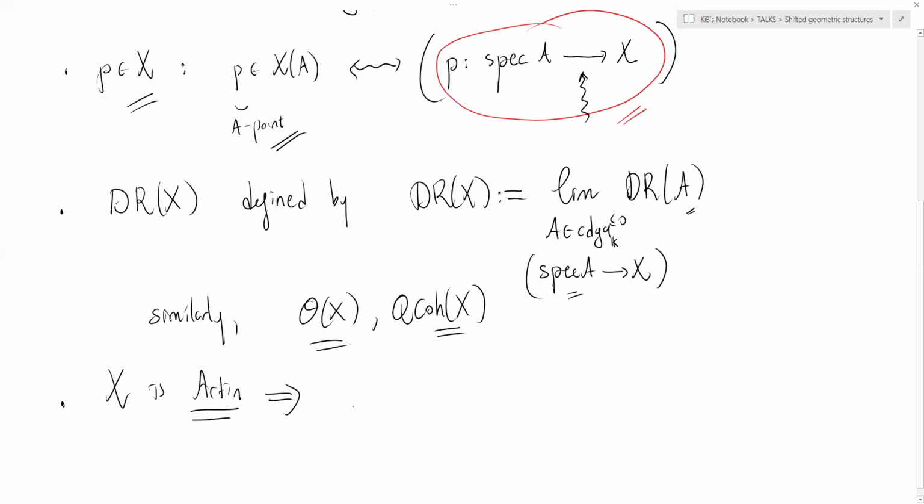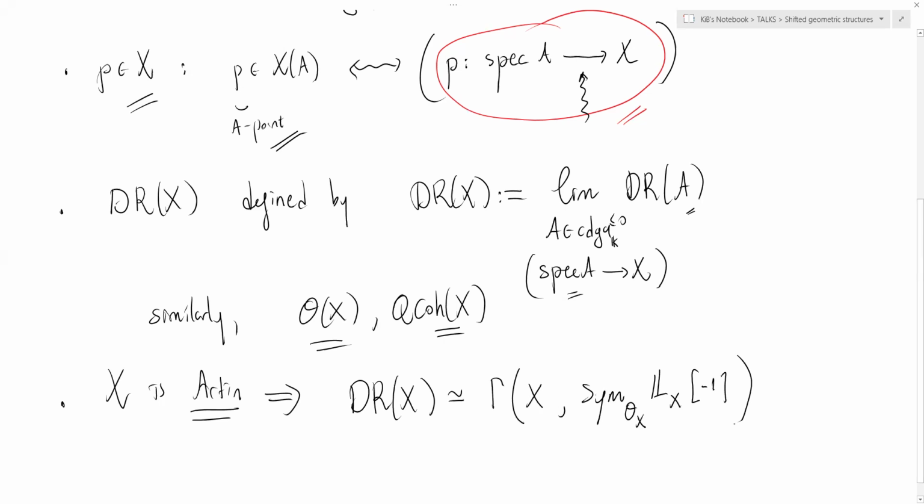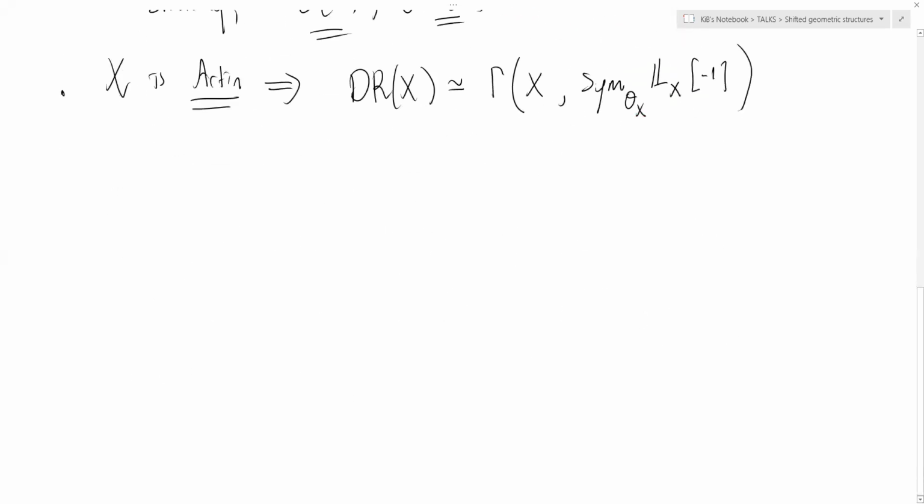In that situation, you can write the de Rham complex of X in an expected way. If you remember the classical situation, this is the space of sections of the cotangent complex. You consider the symmetrization.